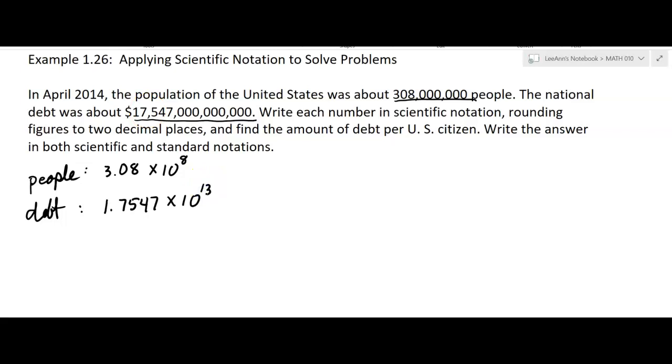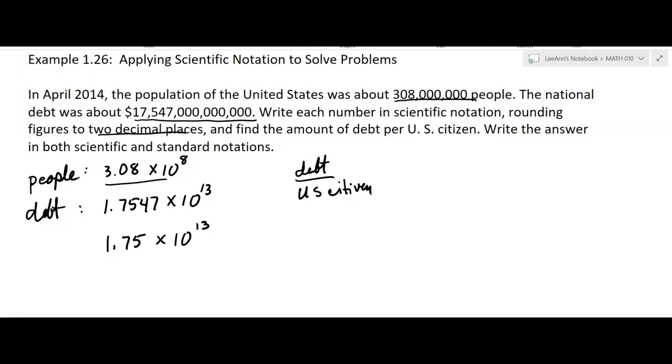Oh, rounding figures to 2 decimal places. Okay, so this one's okay. This one, though, I'm going to make 1.75. It won't round up, times 10 to the 13th. Okay, find the amount of debt per citizen. Okay, debt per U.S. citizen. People, citizen, I'm not sure on that. But anyway, let's see. Write the answer in both scientific and standard notations.